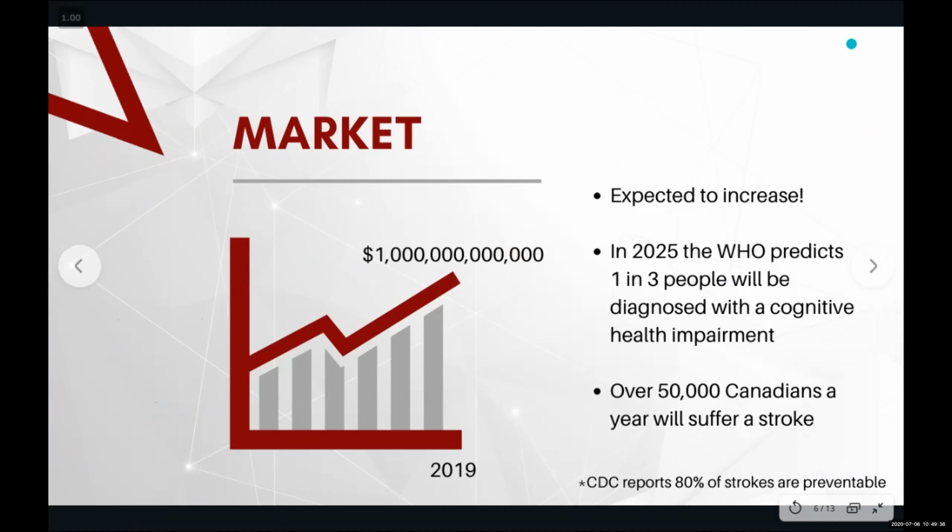The global market, according to the World Health Organization, is unfortunately expected to increase. This is looking at the full market for cognitive impairments. The World Health Organization predicts that by 2025, 1 in 3 people will be diagnosed with some form of cognitive health impairment. And so if we are fortunate to be the one that's not diagnosed with a cognitive impairment, chances are we're going to know someone who is going to be diagnosed with it.